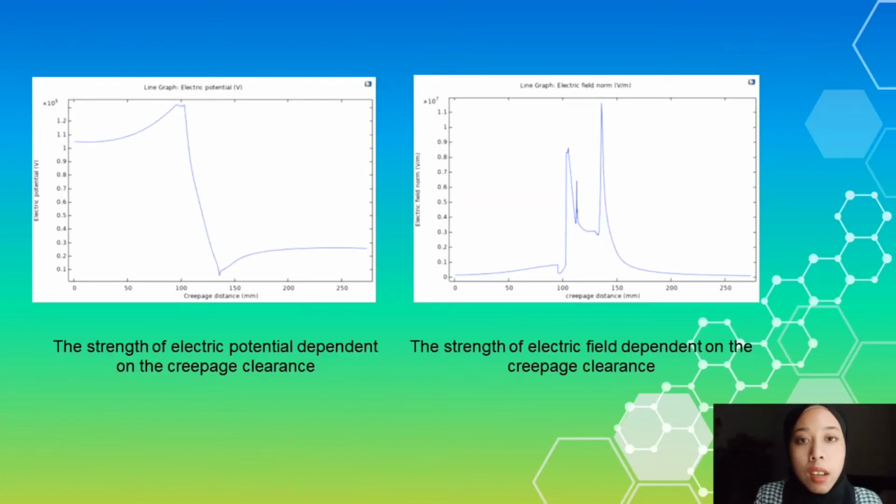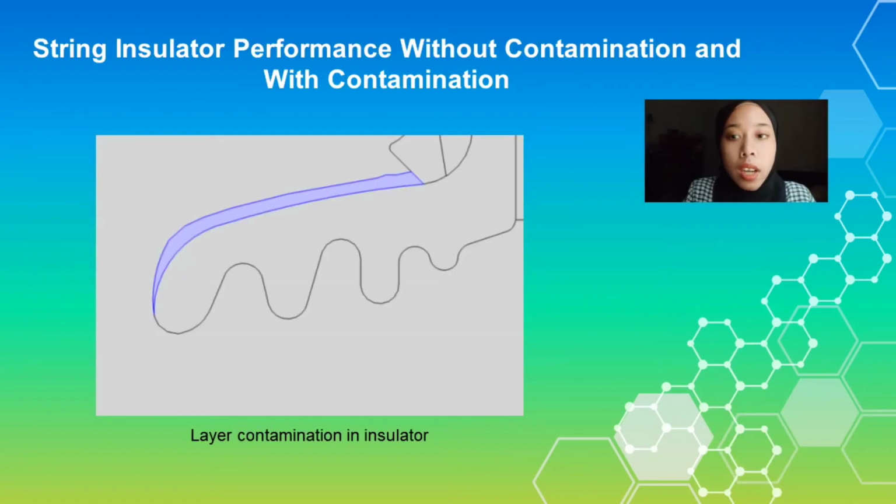Okay, next. These two figures show the strength dependent on the creepage clearance, where the left side is potential and the right side is the electric field. The maximum voltage for electric potential is 134,712 volts. Okay, next is the figure of the layer of contamination that has been applied with specific relative permittivity and electric conductivity. As mentioned before by my friends, the layer of contamination is water.